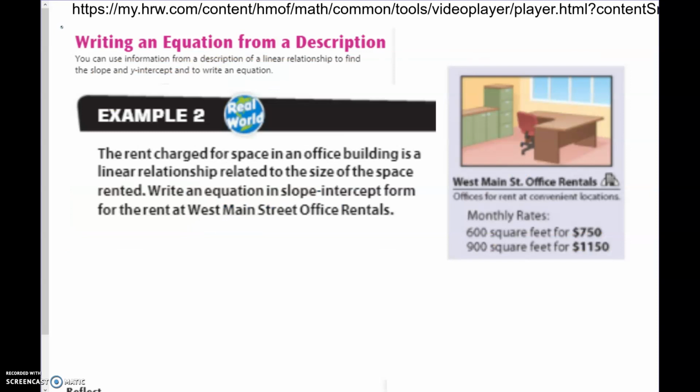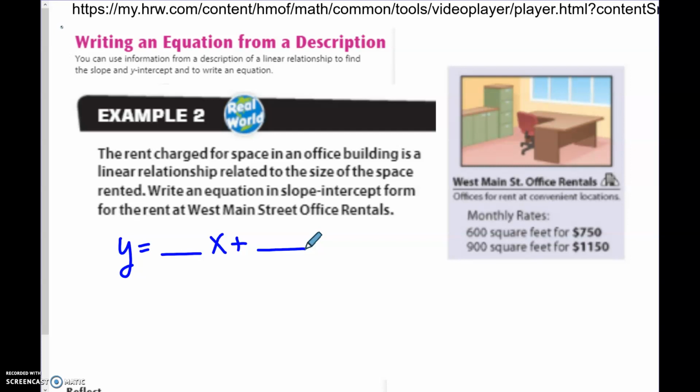All right, writing the equation from a description. So the rent charged for space in an office building is a linear equation related to the size rented. Write an equation in slope-intercept form. So y equals blank x plus blank. Okay, so they don't tell us an initial value or where it's starting. So it looks like we're going to have to use some ordered pairs here to find the slope.